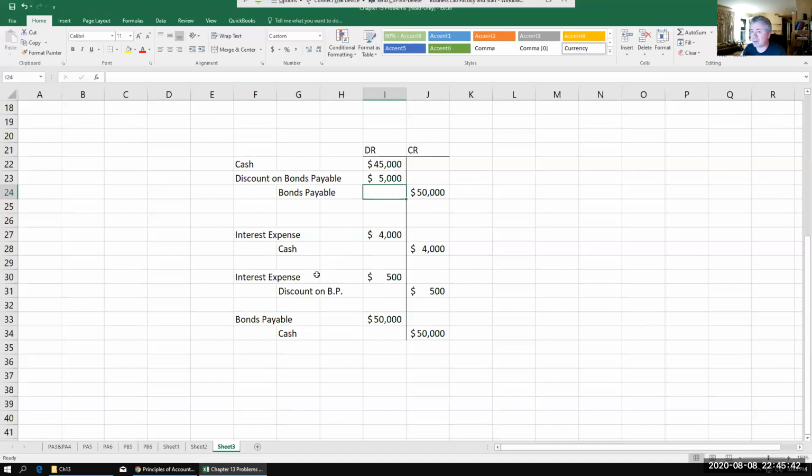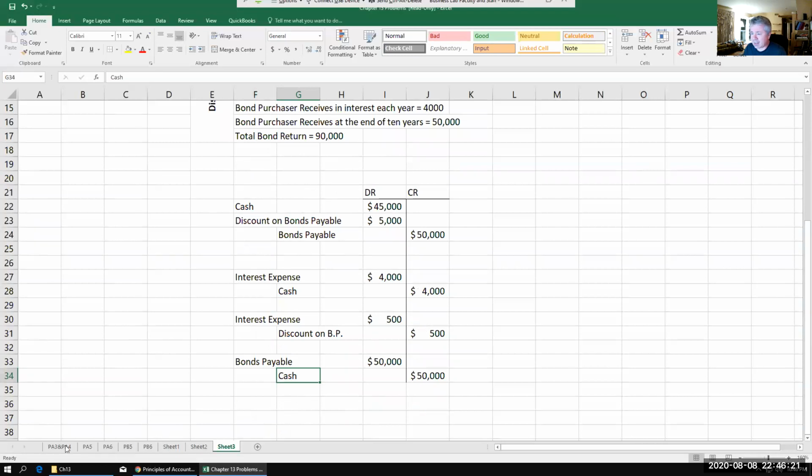So if you have a premium, you're reducing the amount of interest expense that you have over the course of the bond. If you have a discount, you are increasing the amount of interest expense over the course of the bond because of this amortization. You're going to pay $5,000 more in interest costs, so it's spread out over the course. And then at the end of the 10 years, your entry is bonds payable, $50,000, right?